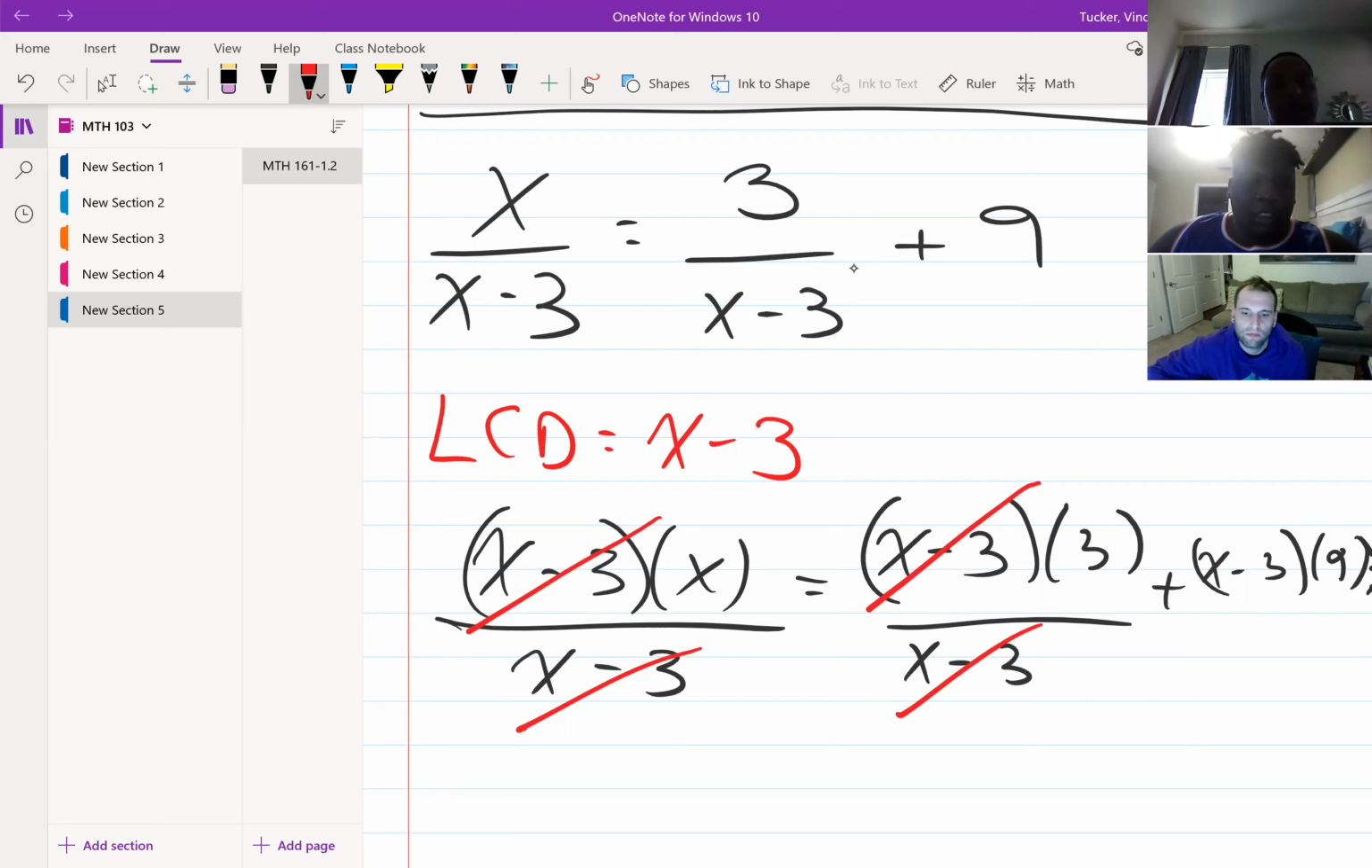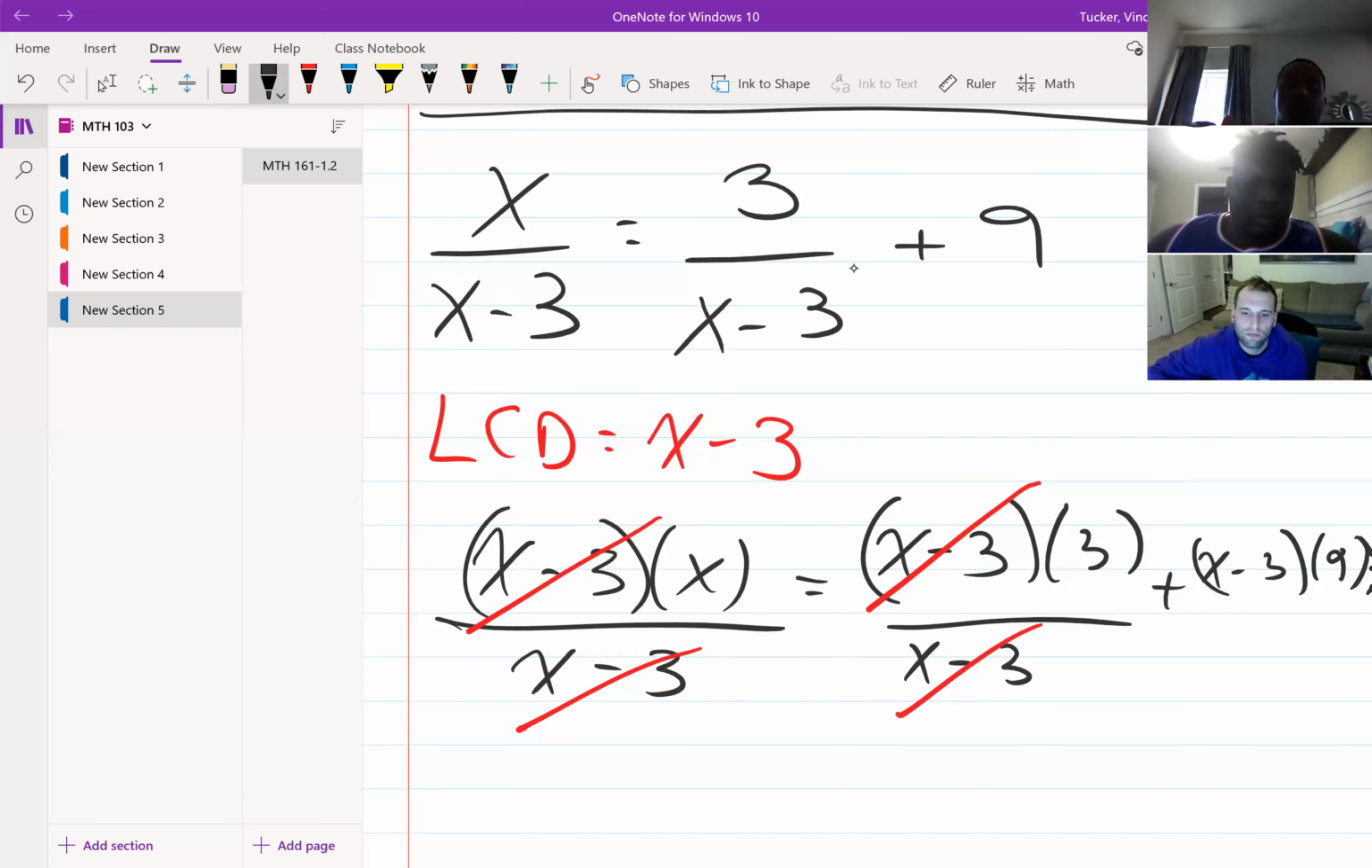Professor, why is it the least common denominator because it's x over 3? If the x wasn't there, it would be 9, right? Now, let me make sure I understand what you're saying, going back to the original problem. If I just had the 3s, it would be 9? Well, we could just use 3, right? Oh, yeah, true, because 3 would go into 3. Right, so you could just use 3. But because the x is there, we have to do x minus 3. Oh, minus 3. Okay.